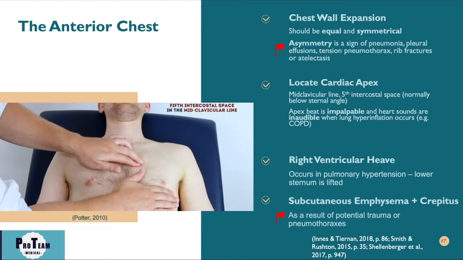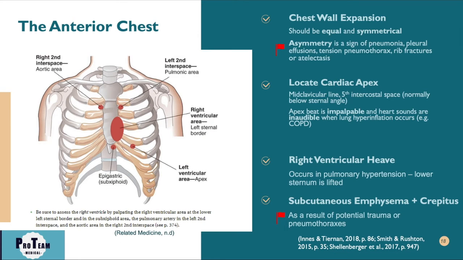Next, locate the cardiac apex. This is located in the midclavicular line of the fifth intercostal space. It's normally below the sternal angle. In lung hyperinflation, the apex beat is impalpable and heart sounds are inaudible. This is due to the upper left lobe of the lung being in between the heart and chest wall. You can also look for right ventricular heave, which occurs in pulmonary hypertension where the lower sternum is lifted.